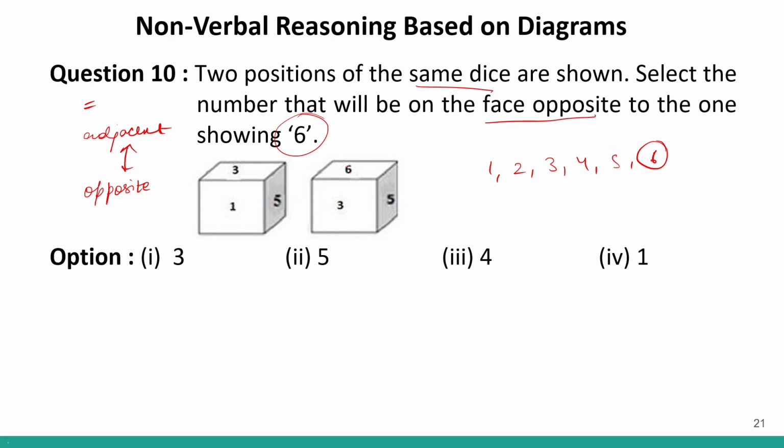Now, over here in this figure 6, 3 and 5 are adjacent to 6. So I can clearly eliminate 3 and 5. And 1 and 5 are adjacent to 3. So if 5 is over here, 1 has to be over here. Correct? 1 has to be over here to be adjacent to 3. So if 1 is here, 1 will be opposite to 6. So 1 and 6 will be opposite. So answer will be option number 4, 1.